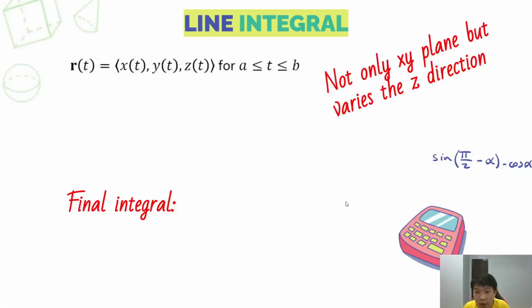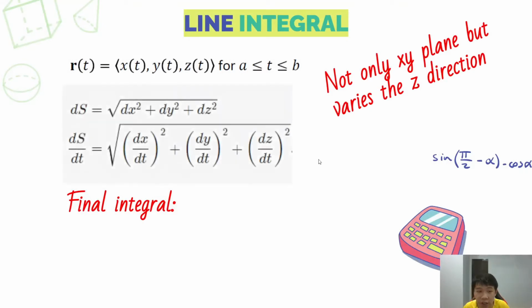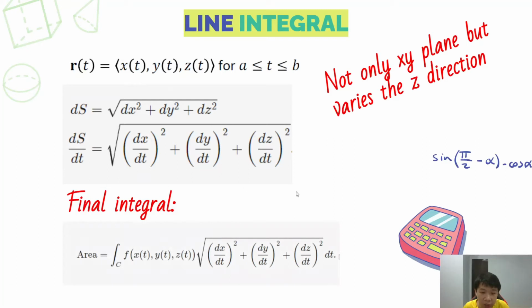So, when there is not only the xy plane but also the z direction, we can find that ds is equal to the square root of dx squared plus dy squared plus dz squared, where dz squared is the small change in the z direction. After that, we find it in terms of t, and then we substitute the ds, and then we can get the final integral. That's all from me.